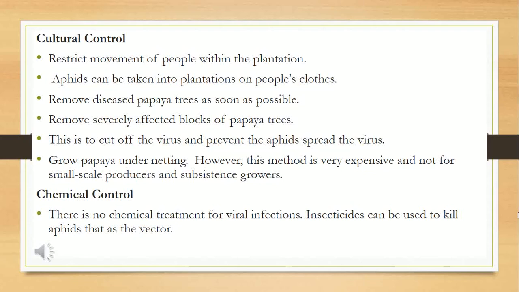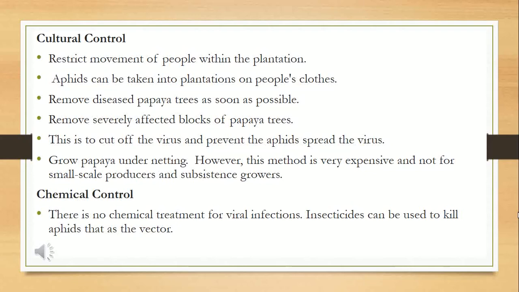In papaya plantations, aphids, which are the disease vector, could be taken into plantations on people's clothes, tools, vehicles, or machineries. Other than that, diseased papaya trees should be removed as soon as possible. Same goes for the severely affected blocks of papaya trees. All of these should be eliminated to cut off the virus and prevent aphids from spreading the virus into other farms. Last but not least, farmers should grow papaya trees under netting. However, this method is very expensive and not suitable for small-scale producers or subsistence growers.